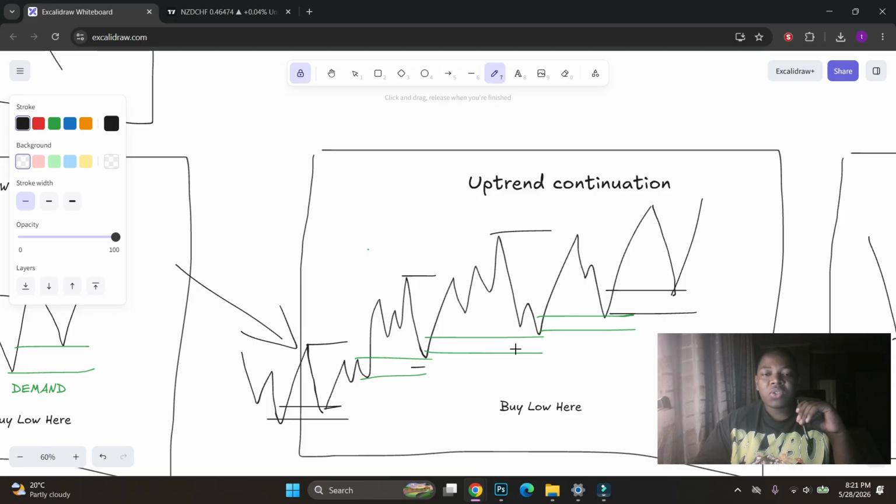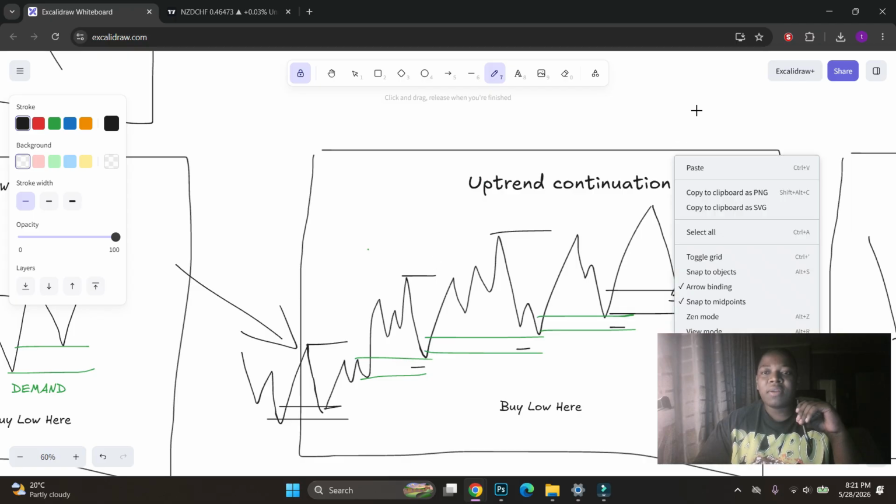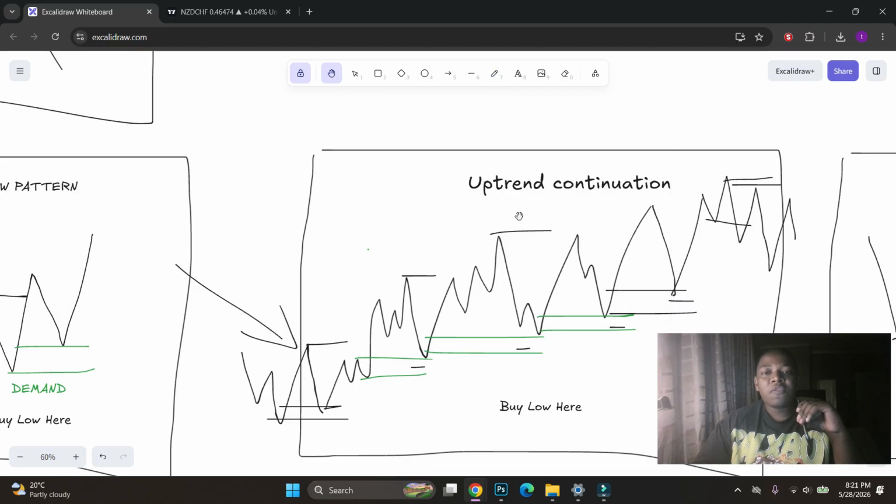You wait for price to get to your demand, you buy. Until you have a change in order flow, maybe on the bigger time frame. And then you stop buying. You wait for a sell, you sell. This is how you scale in. There's a continuation for an uptrend.